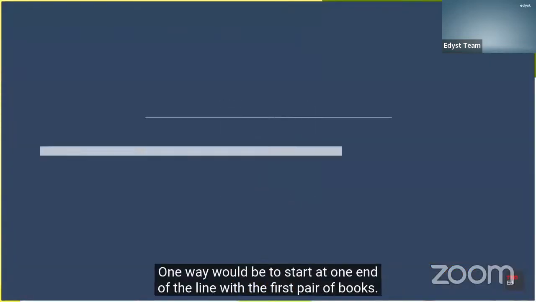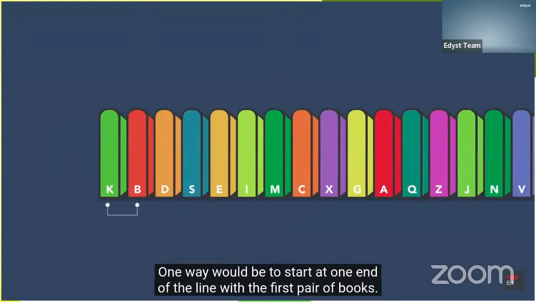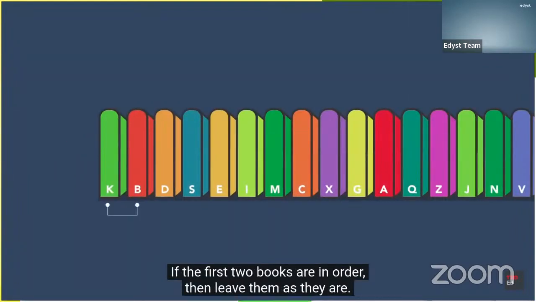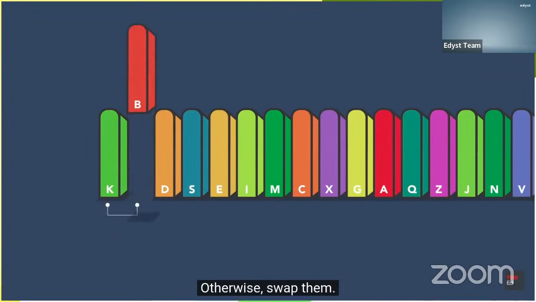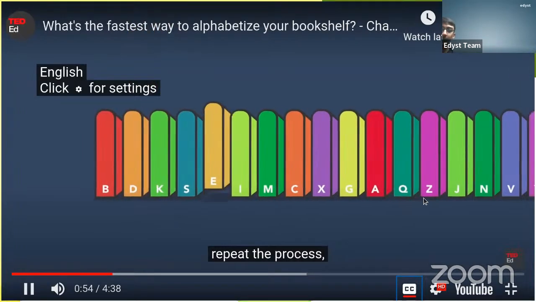One way would be to start at one end of the line with the first pair of books. If the first two books are in order, then leave them as they are. Otherwise, swap them. Then look at the second and third books. Repeat the process and continue.